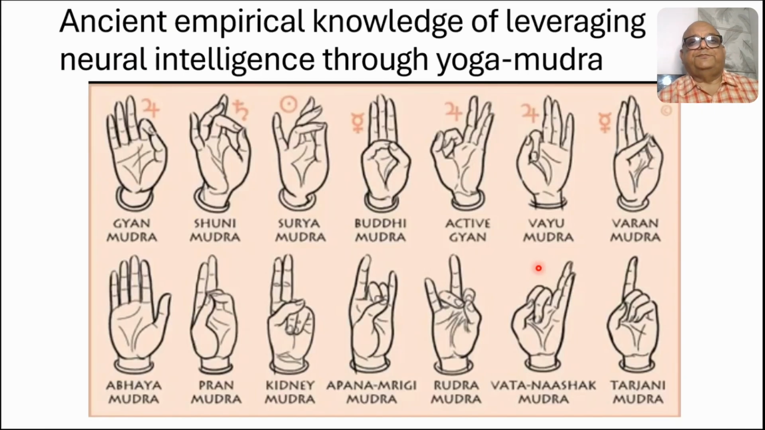Now, to suggest what remedies could be used for this: teaching the body how to regulate, for example, the set points. The ancient empirical knowledge of leveraging neural intelligence through yoga mudra. Now this is a picture from the public domain. Various hand gestures are there. Yoga mudras are there to control various things. I'm not going into detail. You can refer to the text. A lot of literature is available on these.